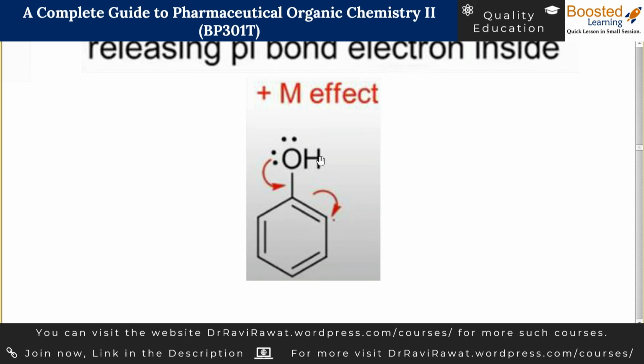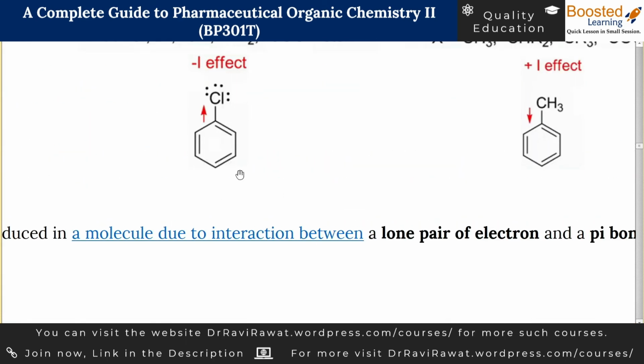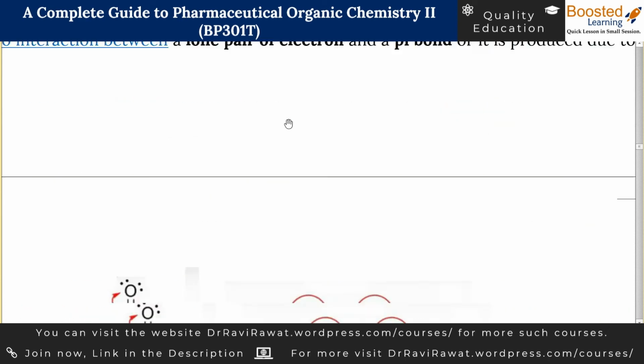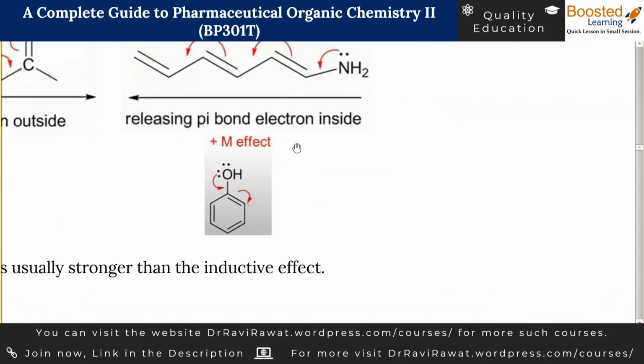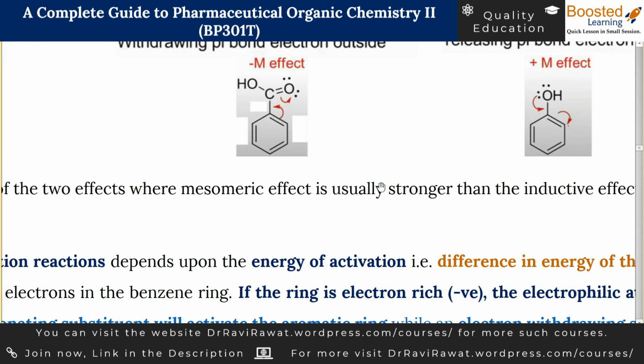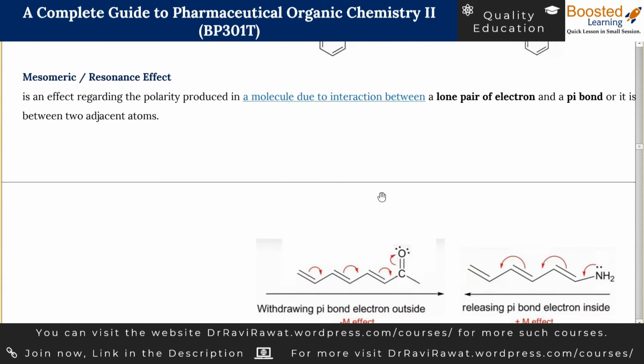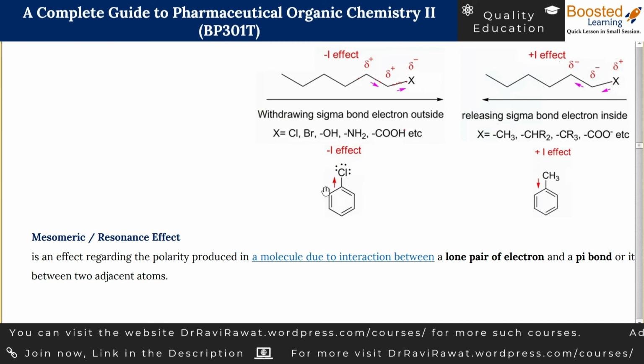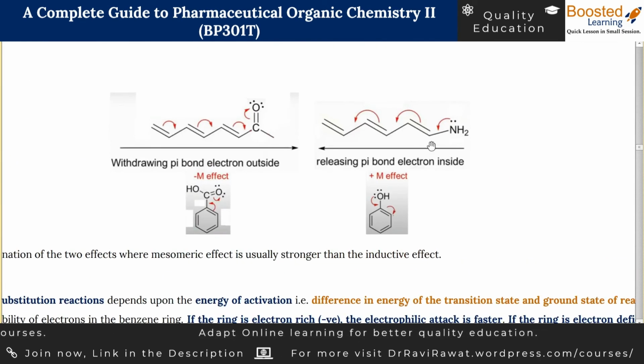Now hydroxy, we have seen it exert negative inductive effect, but it can exert positive mesomeric effect. So such combinations are possible. There can be groups which can induce positive inductive effect and the positive mesomeric effect. There can be groups which can induce negative inductive effect but positive mesomeric effect. So different combinations are possible. There is nothing to get confused about it. It all depends how the molecule interacts with the benzene ring through the sigma bond electrons and the pi bond electrons.